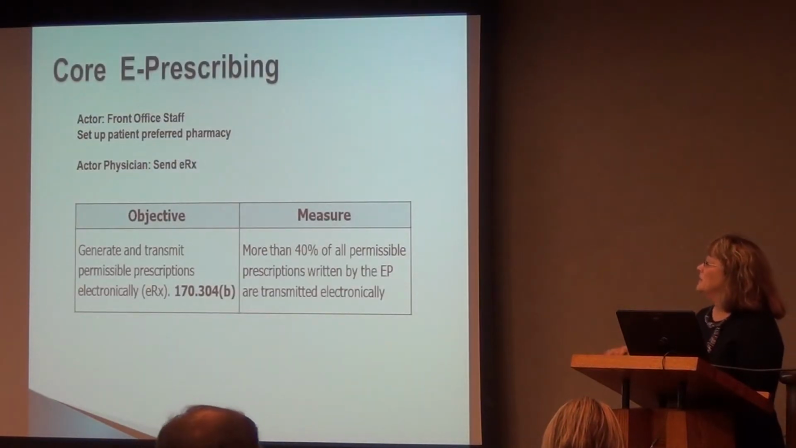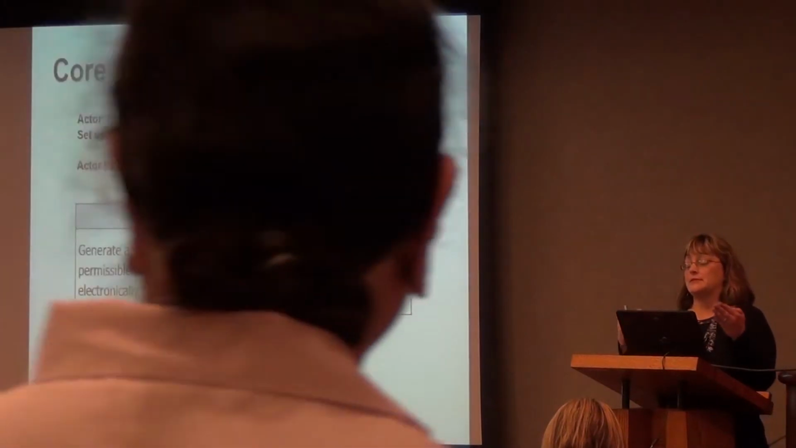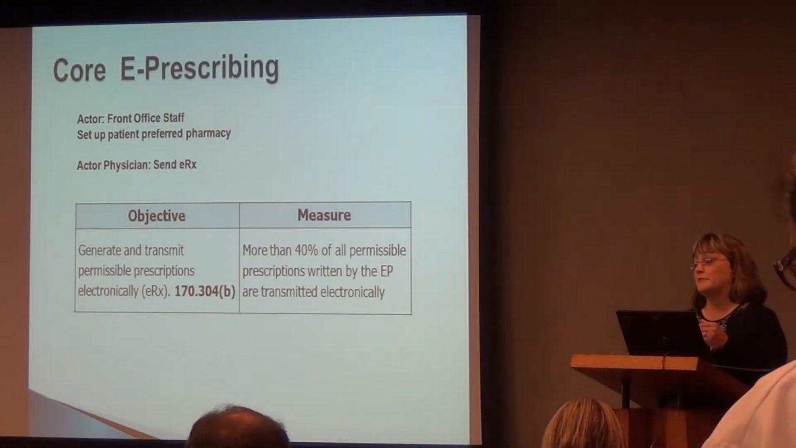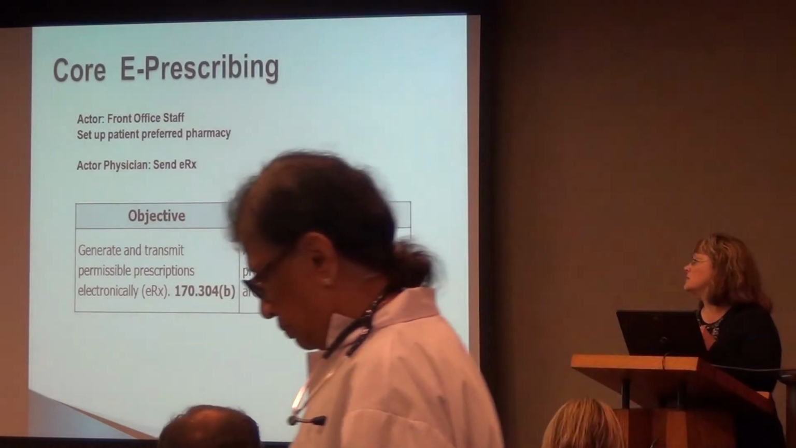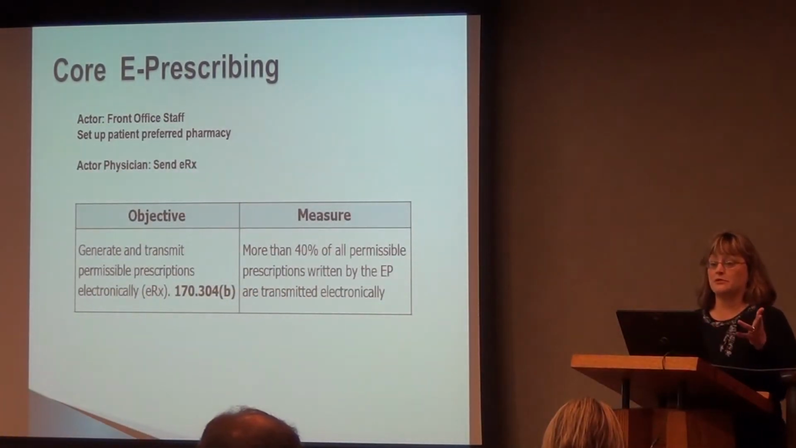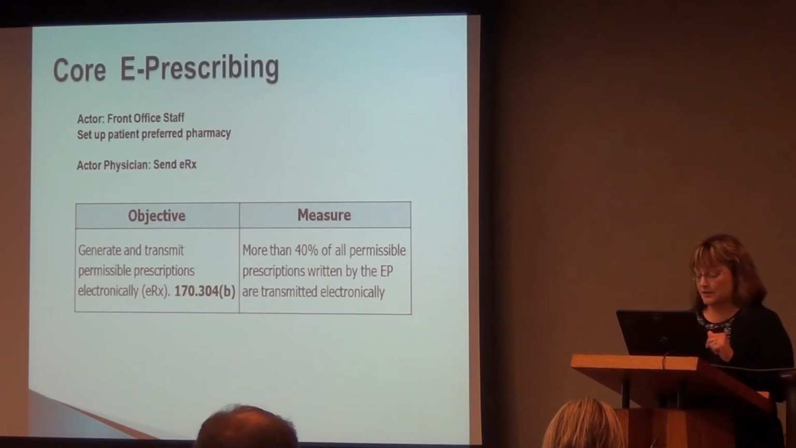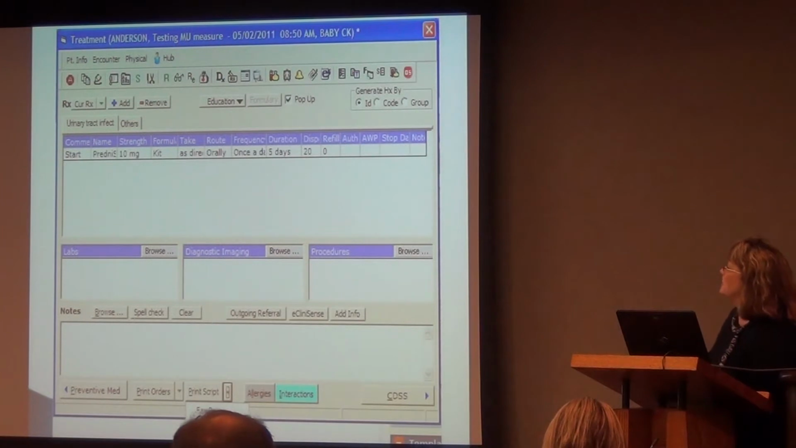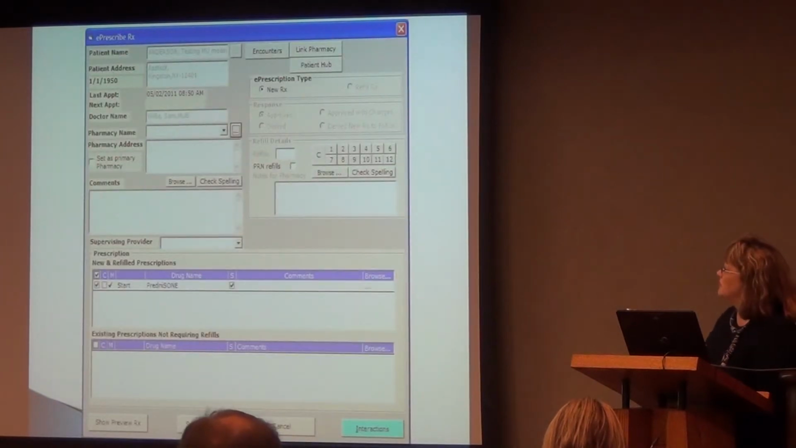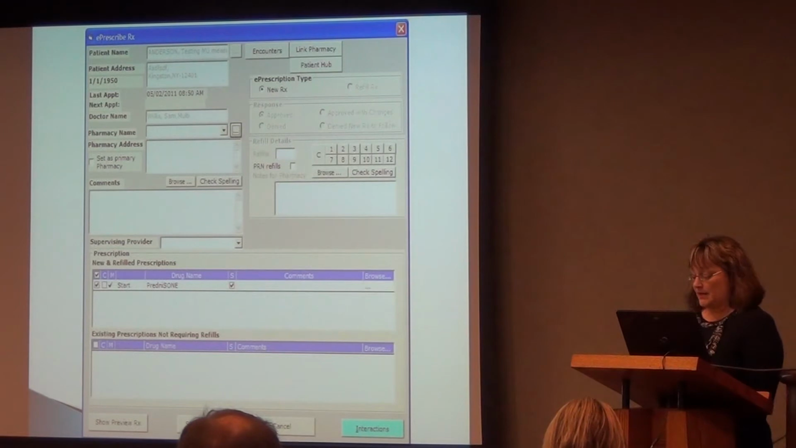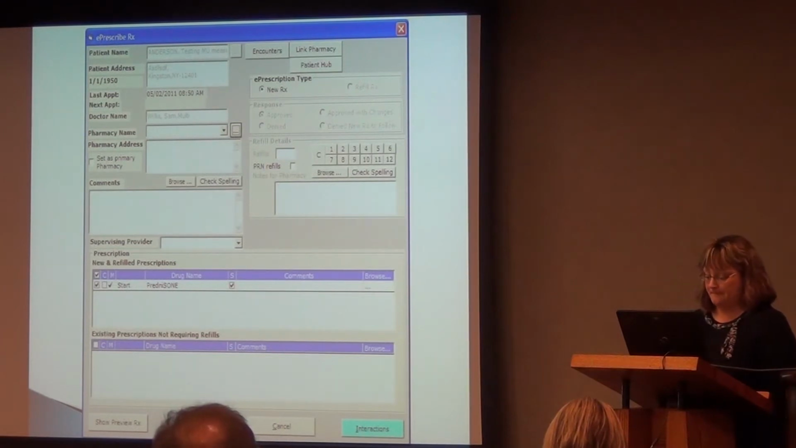Electronic prescribing. In electronic prescribing, the way we set it up is the front office staff is responsible for collecting the preferred pharmacy for the patient. You want to do that at check-in. They usually ask, where would you like your medications to go to? Both mail order and retail, and then more than 40% of all the permissible prescriptions written by the EP are transmitted electronically. So in the application for the physicians, they would click e-prescribe. The electronic prescribing screen would come up. They would confirm that they want this medication, and they would send it electronically.